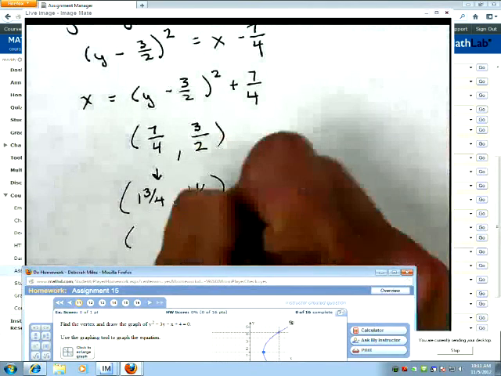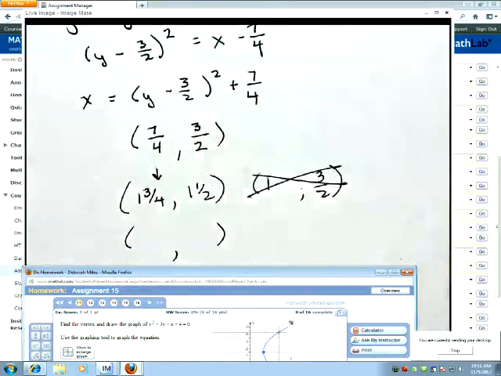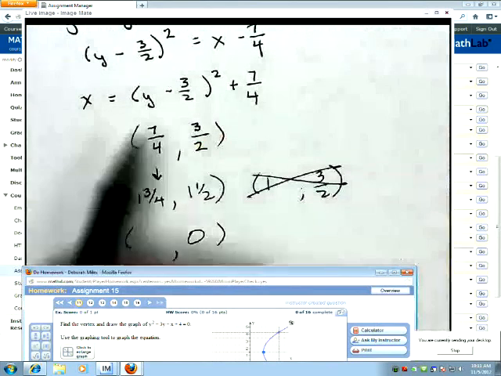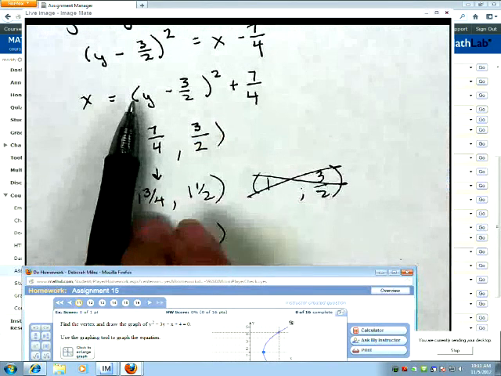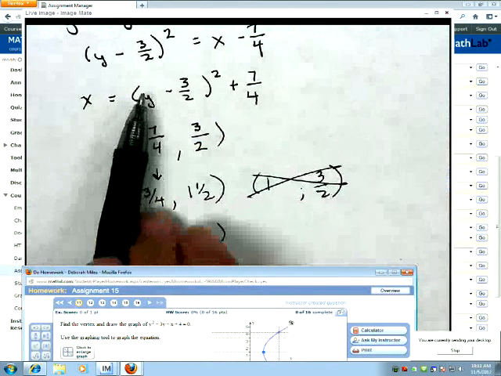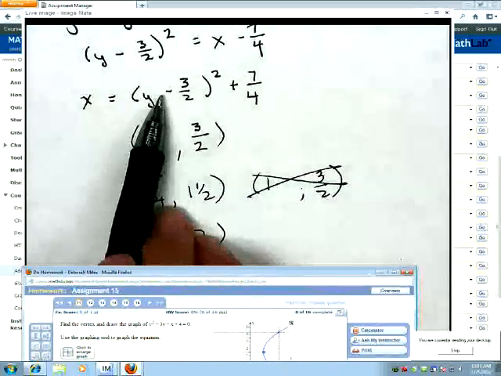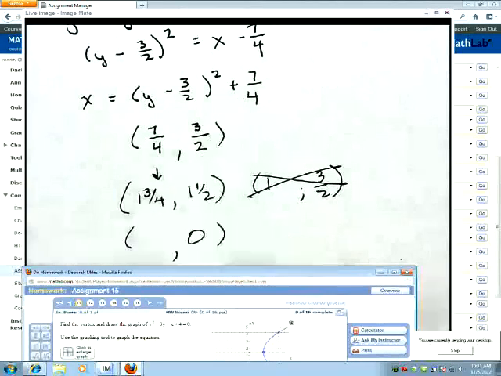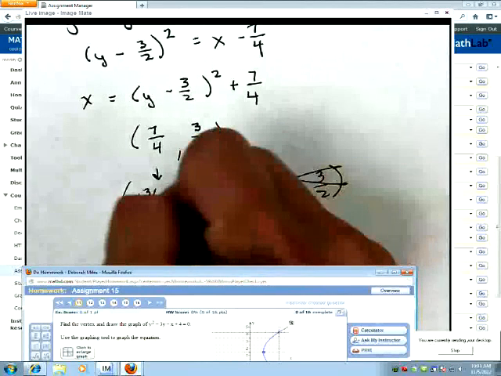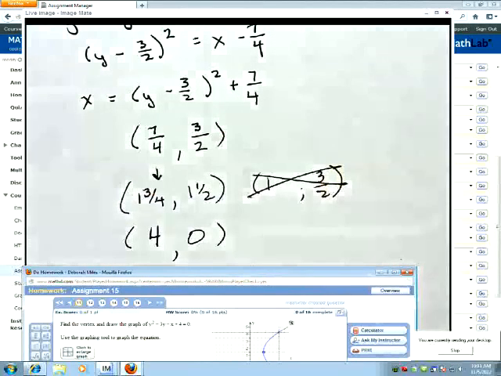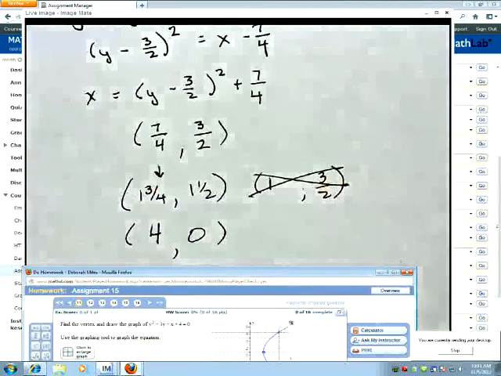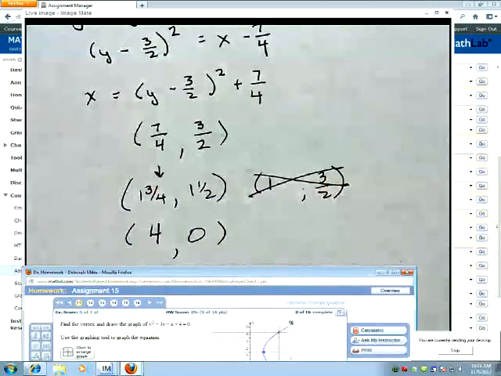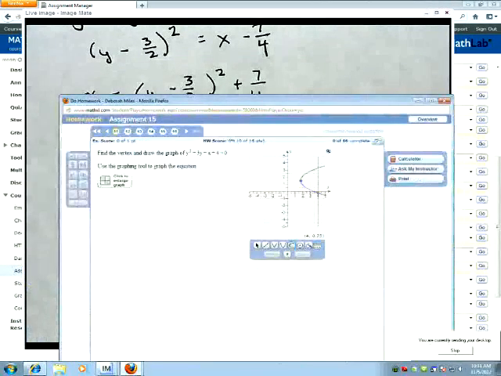Let y be 0, if you want to. Then you would have negative 3/2 squared is 9/4. 9/4 plus 7/4 is 16/4, better known as 4. So the point (4, 0) should be on that graph as well. Let's see, (4, 0) right there.